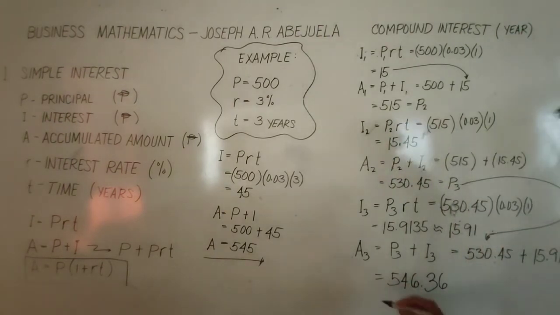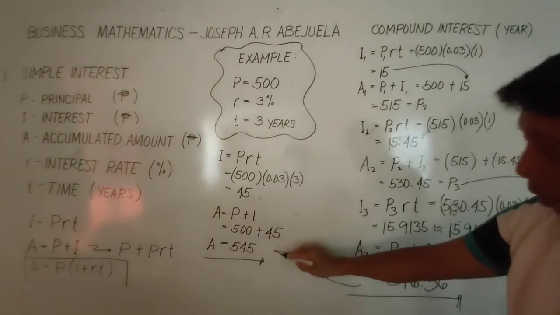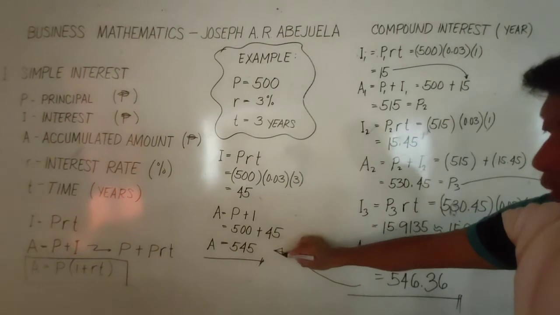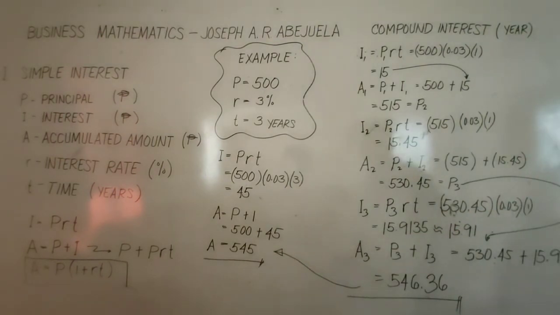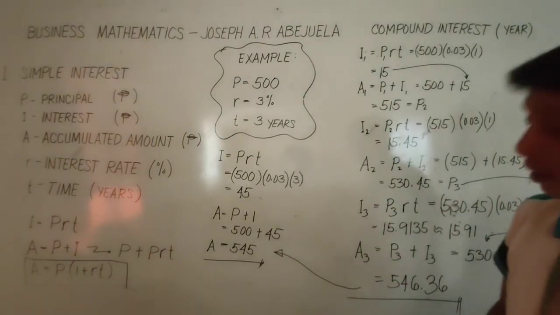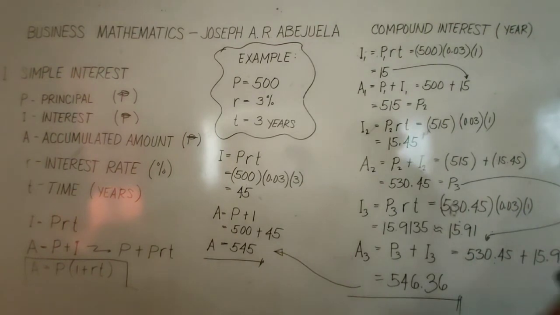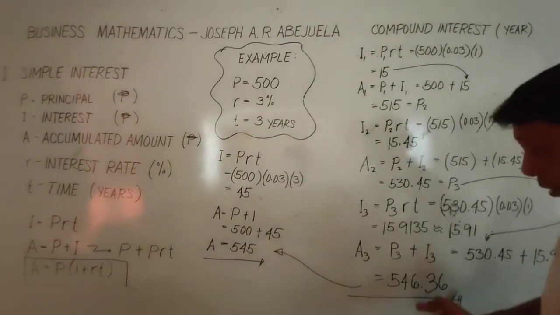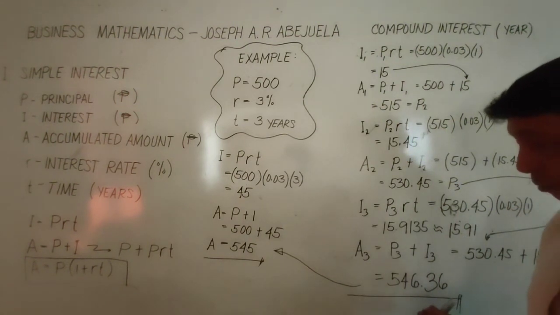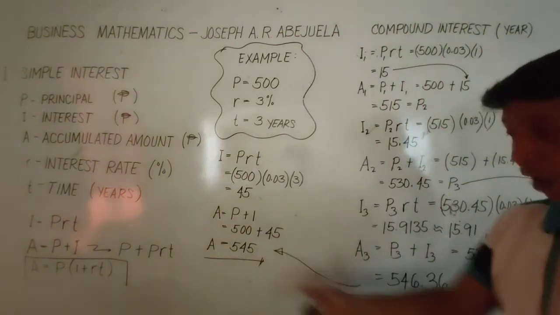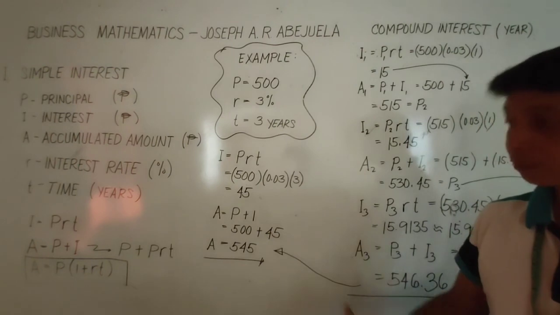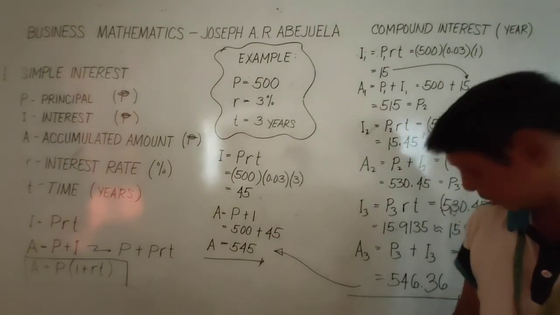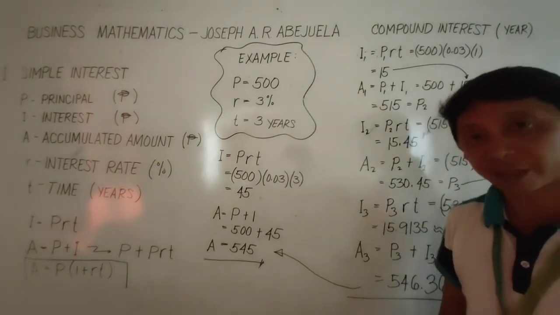Okay, so this is the accumulated amount at the third year as compared to the accumulated amount using simple interest. So we can see that the accumulated amount at the third year is higher than the accumulated amount considering the simple interest. Okay, so that's it.